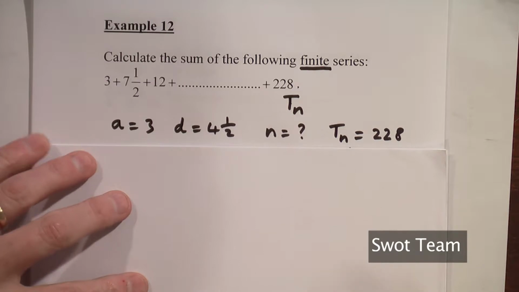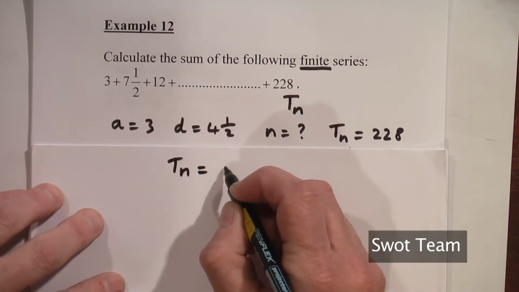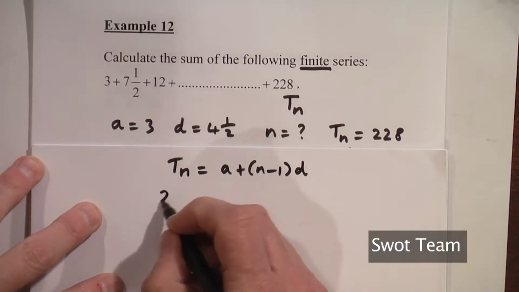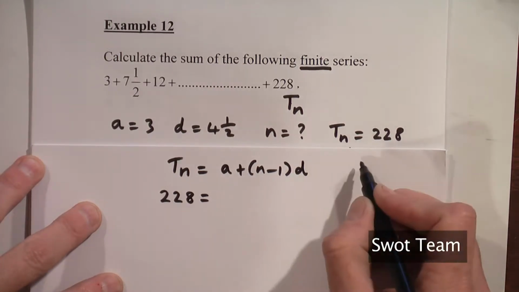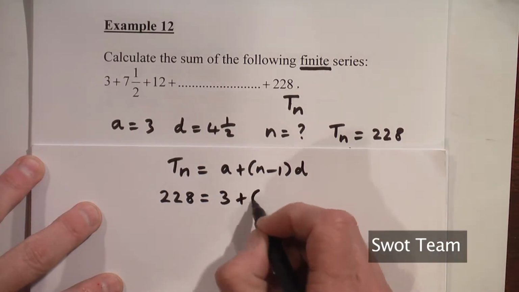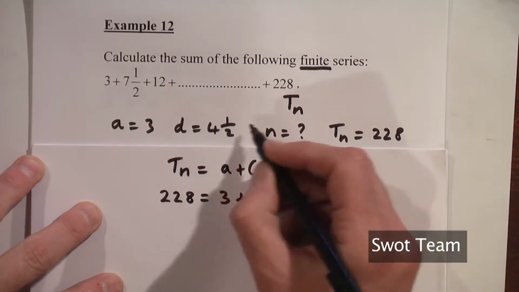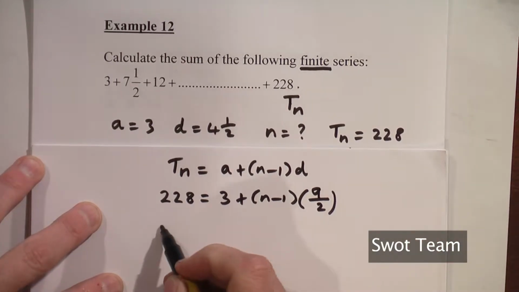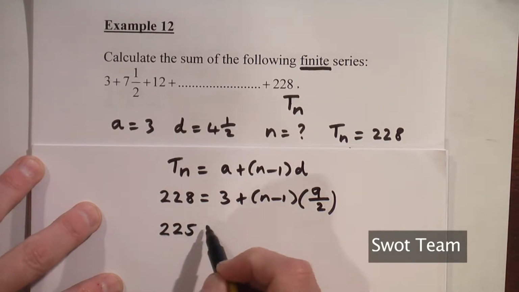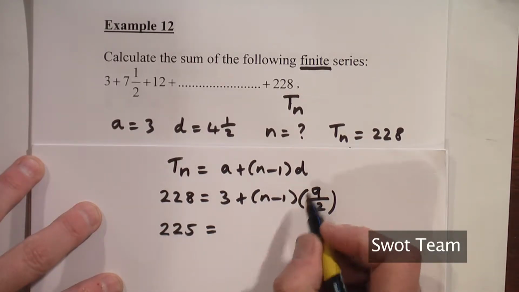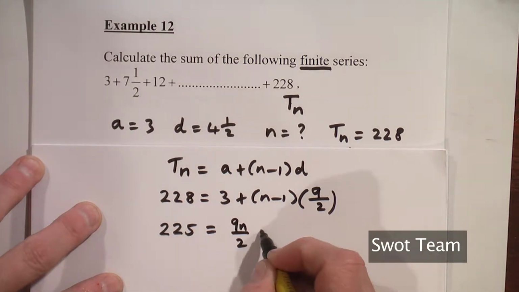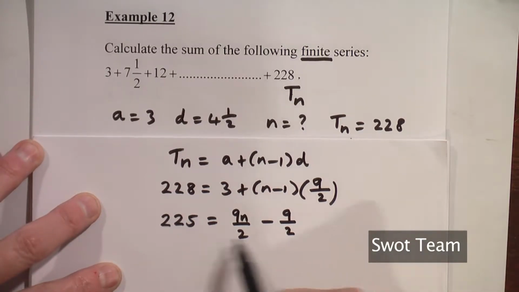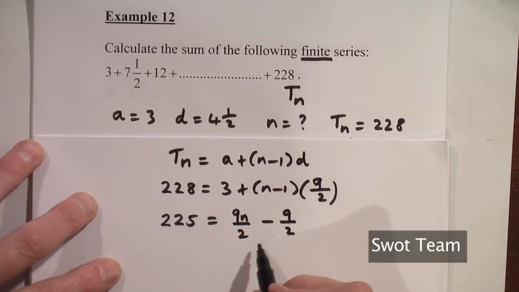So very simply, watch this. What do we know? We've got the formula for Tn. Tn is a plus (n minus 1)d. We know that 228 is the term with the unknown position. The first term is 3 plus (n minus 1) times d, which is 4.5, the same as 9 over 2. If I bring that across and subtract, I get 225. Now it's gone across, and then we can distribute this: 9n over 2 minus 9 over 2. I think the best thing to do here is to multiply everybody by 2. And if we do that, what would that be?